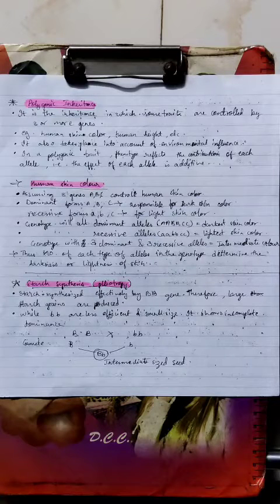It also shows incomplete dominance. That is, if we cross a large seed with effective starch synthesis, B, with a small seed, small b, we will get an intermediately sized seed, that is B small b.